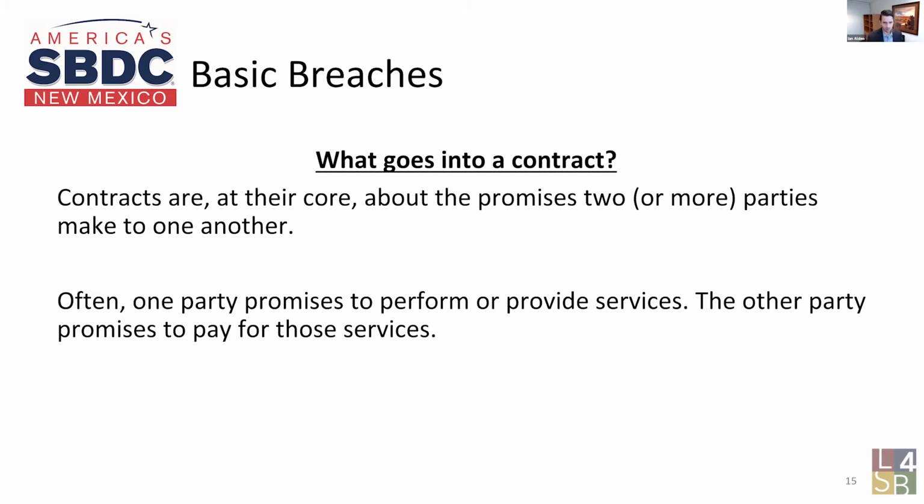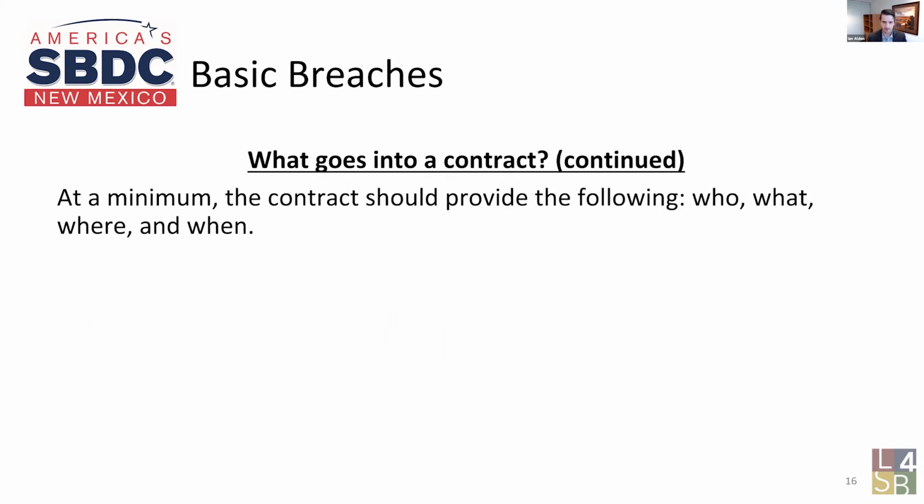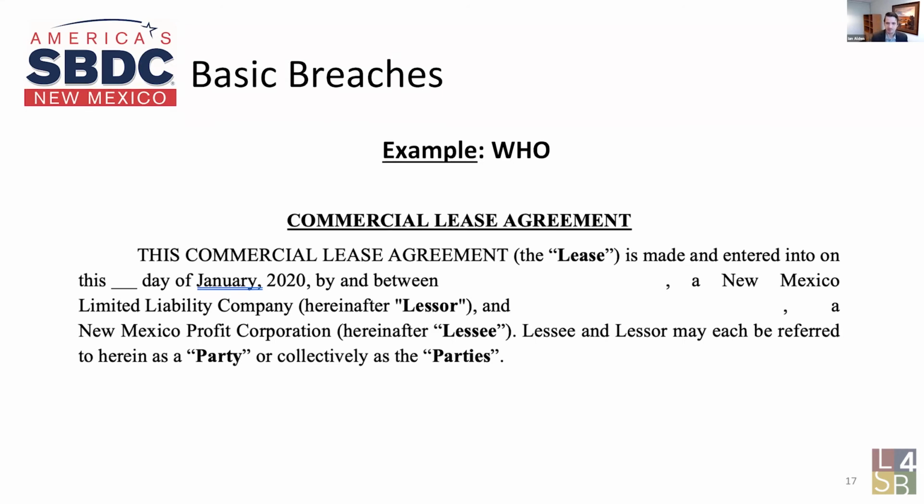But when you have these contracts, there's a few basics that you really need to make sure are right. At a minimum, the contract should provide who, what, where, and when. Some contracts also provide why, which is cool, but not entirely relevant, but who, what, where, and when. So an example of who is a commercial lease agreement between two parties: so-and-so, a New Mexico LLC, the lessor, you know, often commercial properties are held by an LLC, and then whoever, the lessee. Here's what happens if you don't make sure that the parties are right in the contract.